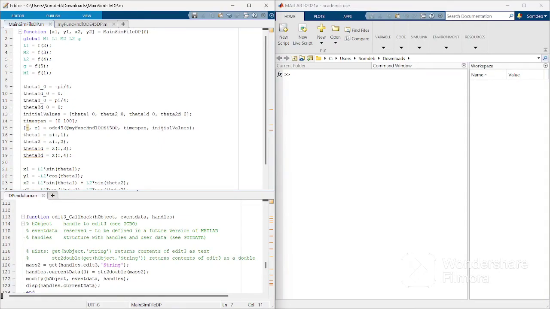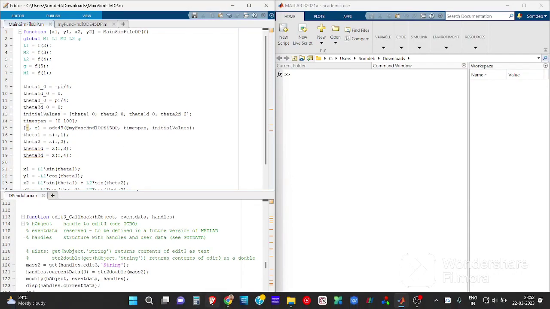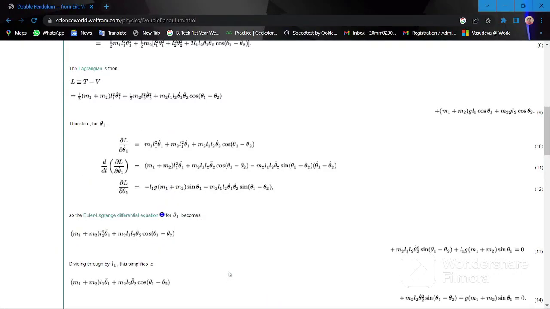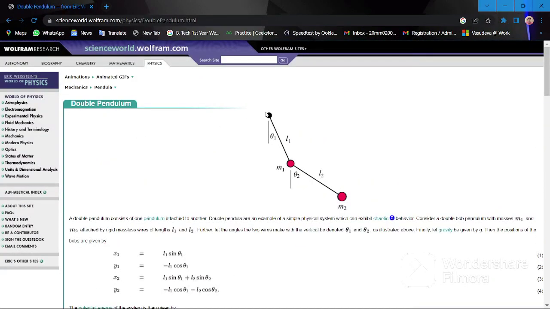But let's first know what a double pendulum is, what the mechanism of a double pendulum is. It's nothing but these two pendulums attached to each other as well as to a fixed point, and the two strings are assumed to be inextensible, having lengths L1 and L2, and initially they are inclined at theta 1 and theta 2 respectively, and these bobs have masses m1 and m2.